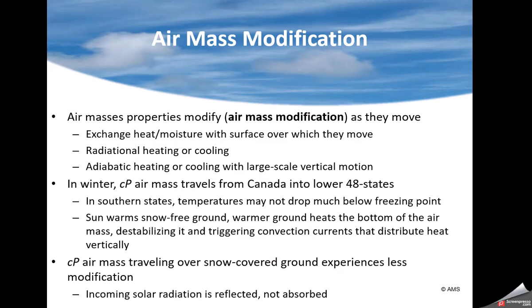So here are some of the properties: air masses exchange heat and moisture with the surface, and cooling and adiabatic heating, all of that, causes an air mass to modify with time. In the wintertime, for example, you get continental polar or even Arctic air masses coming down from Canada. When they come into the United States, if there's snow cover, they maintain themselves. They do pretty well at keeping very cold.